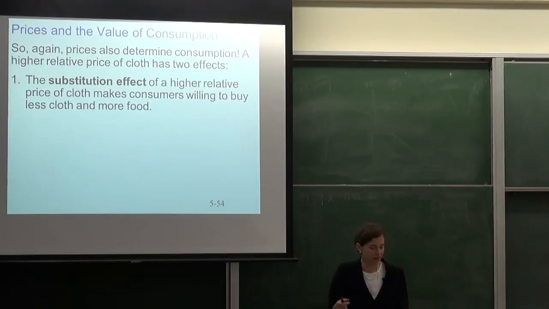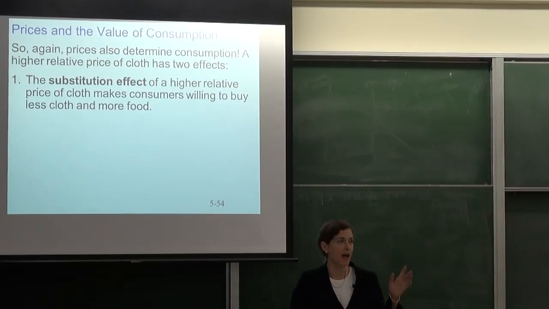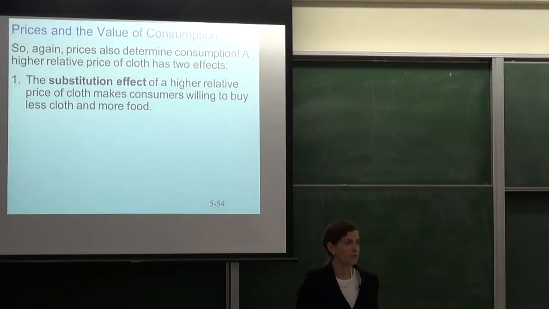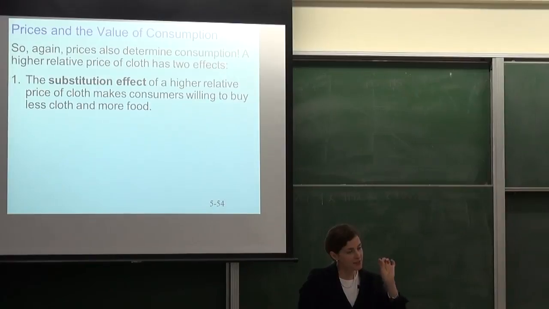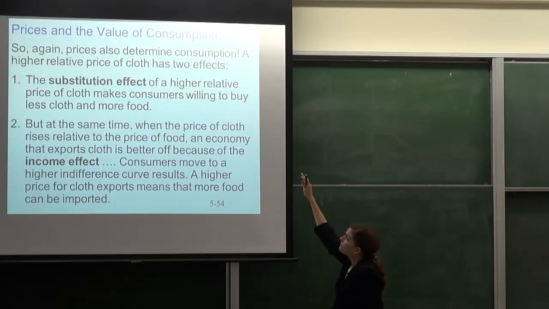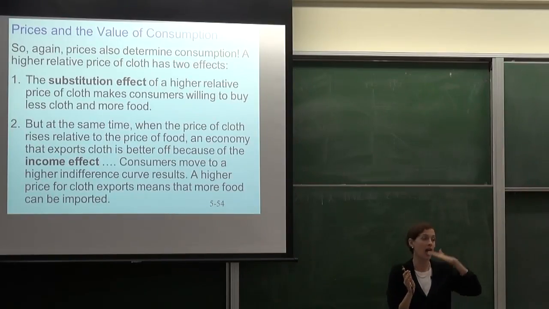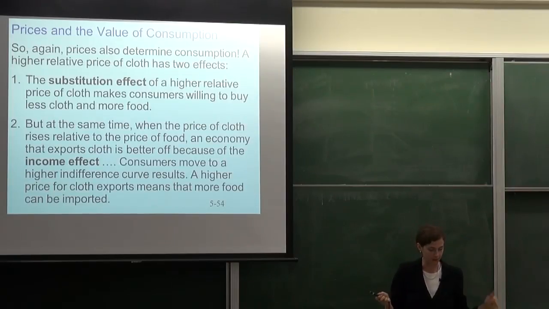So the substitution effect of a higher relative price of cloth, of course, makes consumers willing to buy less cloth and more food, right? So that does happen a little bit. And that's the shift along the indifference curve. But at the same time, the relative price of cloth has risen. This economy exports cloth or silk. So that means the terms of trade have improved. And that brings an income effect. And that's what you really see very starkly in the graph, is that we get on a higher indifference curve thanks to the income effect.